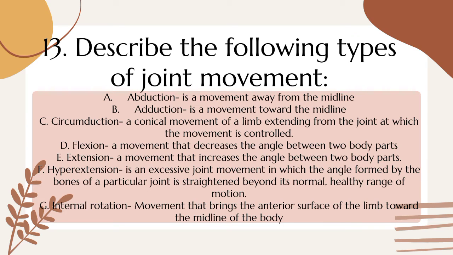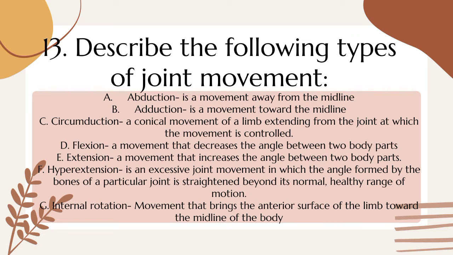Describe the following types of joint movement. Letter A, abduction. It is a movement away from the midline. Letter B, adduction. It is a movement toward the midline. Letter C, circumduction. A conical movement of a limb extending from the joint at which the movement is controlled. Letter D, flexion, a movement that decreases the angle between two body parts. Letter E, extension, a movement that increases the angle between two body parts.